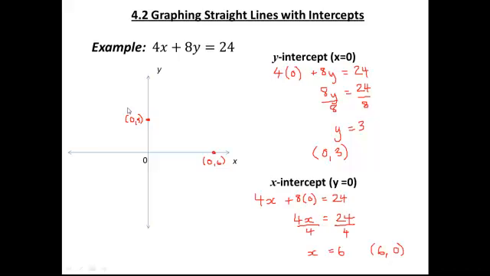So now I have 2 points, and if I join those with a straight line, that is now the graph of the line 4x plus 8y is equal to 24. And that's it, you're done. So that's how we can plot a line just using the x and y intercept. So we'll need to find 2 points and then join them to get our line.